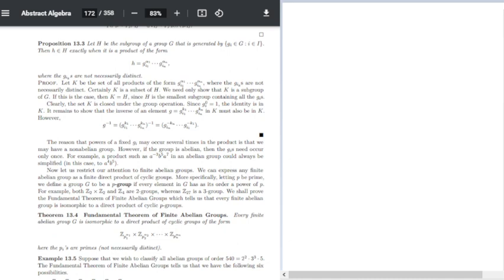Since gi to the 0 is equal to 1, the identity is in K. It remains to show that the inverse of an element g equals gi1 to the k1 all the way to gin to the kn in K must also be in K. However, g inverse is equal to gin to the negative kn all the way to gi1 to the negative k1, which is in the subset that we defined to be K.